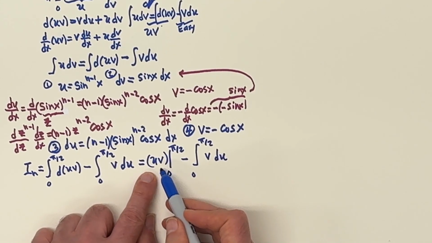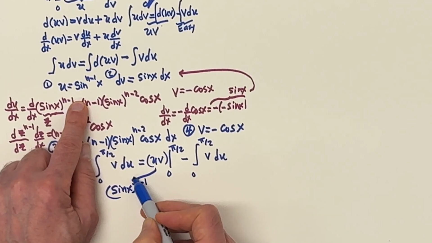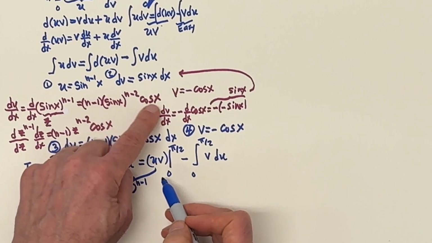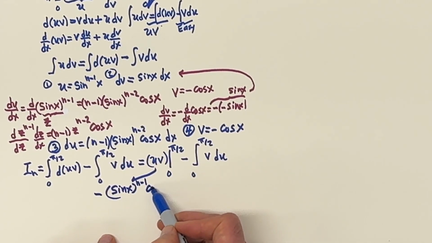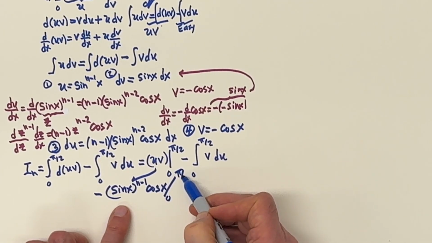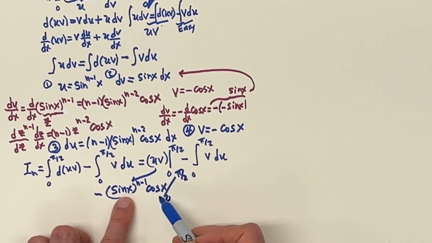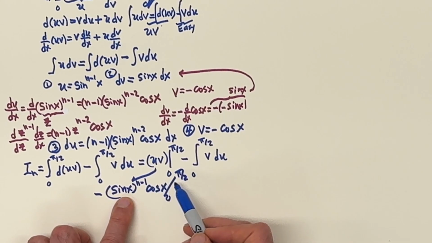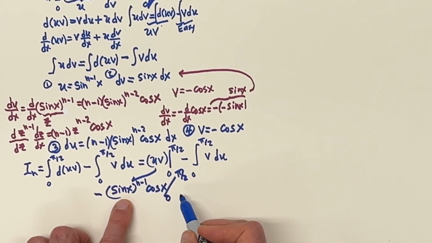So here, what is the u? Now we go back up to here, we plug in. This is the sine of x to the n minus 1 power. And the v is negative the cosine of x. So I'll put the minus sign there and have the cosine of x. And we want to go from 0 to pi over 2. At the upper limit, you have pi over 2. The sine of pi over 2 is 1, but the cosine of pi over 2 is 0. And the lower limit, you have 0 for x. Well, the sine of 0 is 0. So in other words, this one's going to be 0.